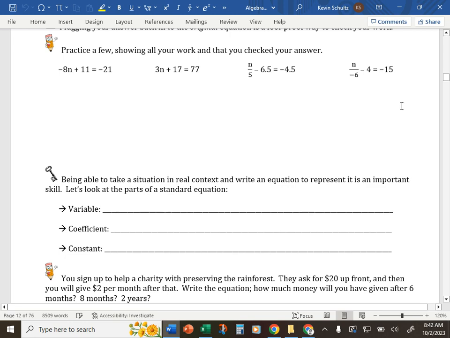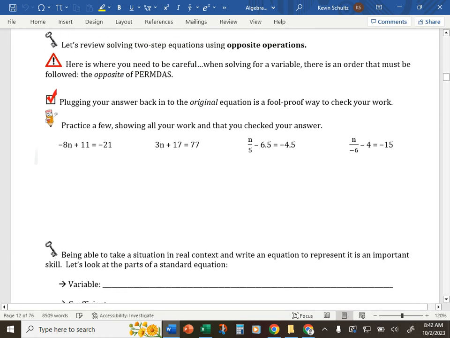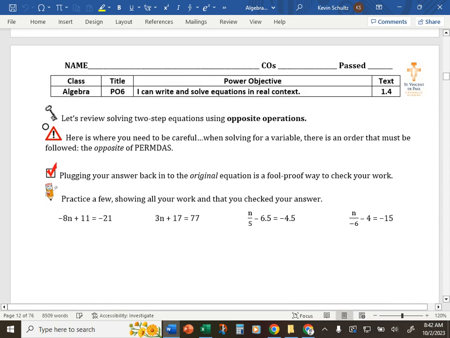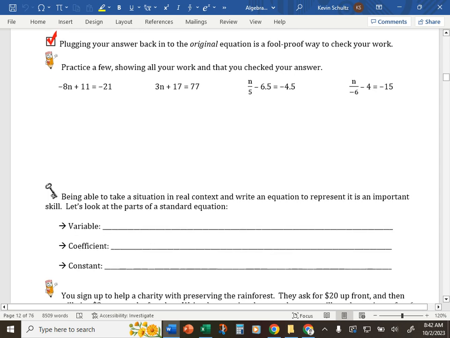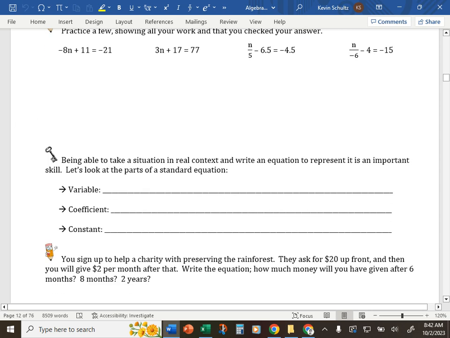Algebra, we are continuing our talk on PO6, which is writing and solving equations in real context. Just a reminder, the method that we're going to be talking about is called opposite operations. We are undoing the equation, undoing what is being done so that we get n by itself. We talked about an equation being like a scale, a balanced scale. That's why what you do to one side, you've got to do the other, keep that scale balanced.